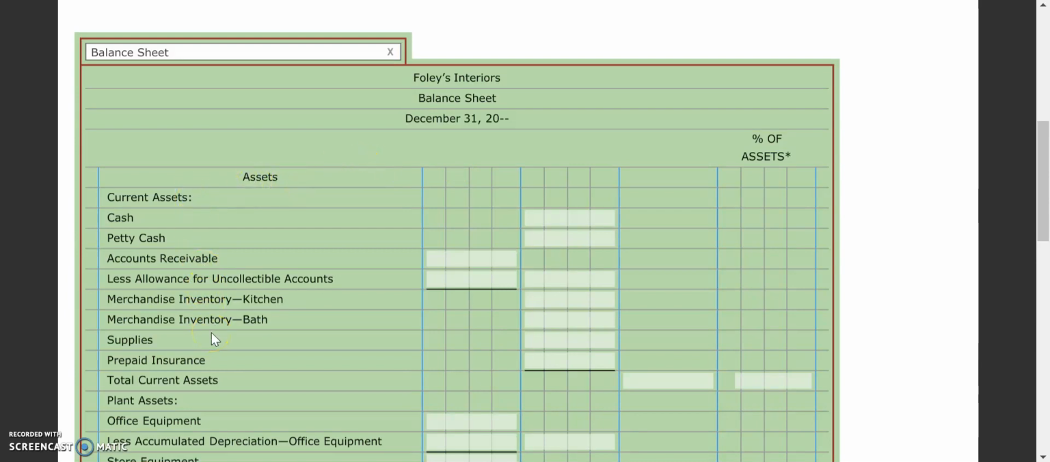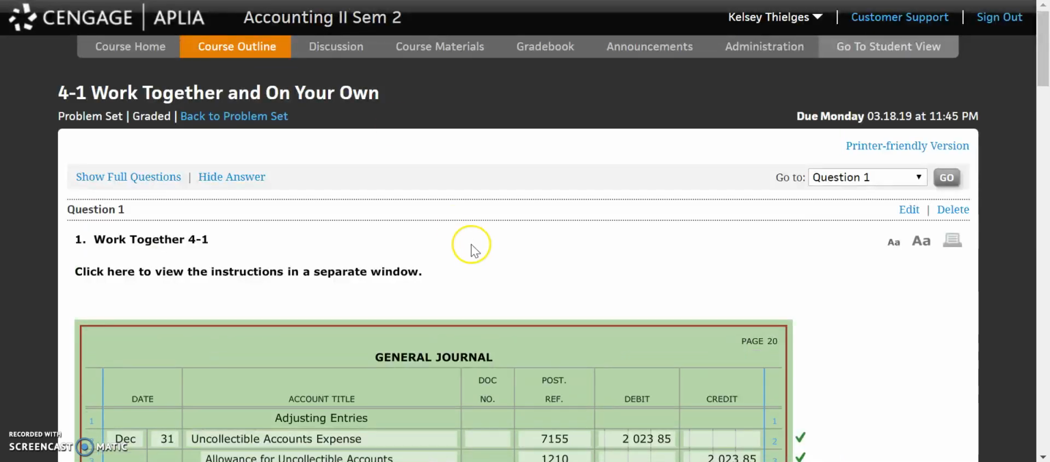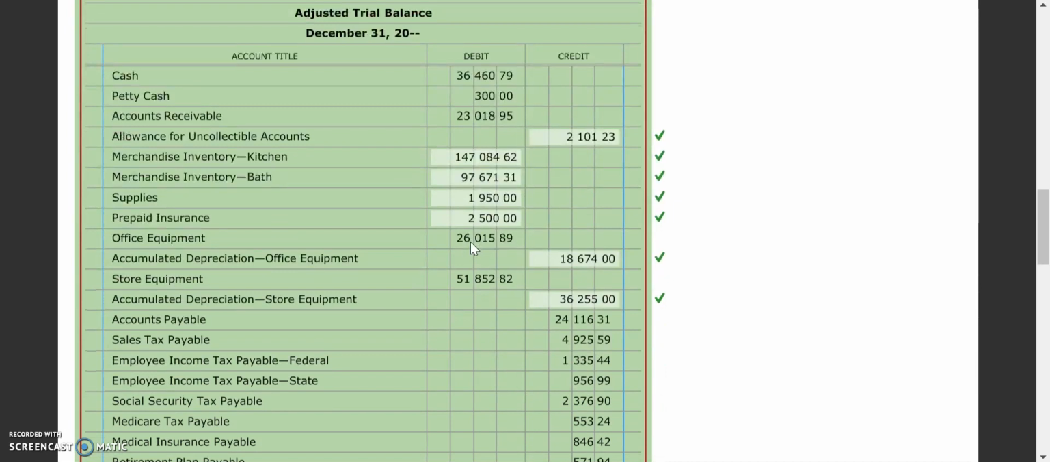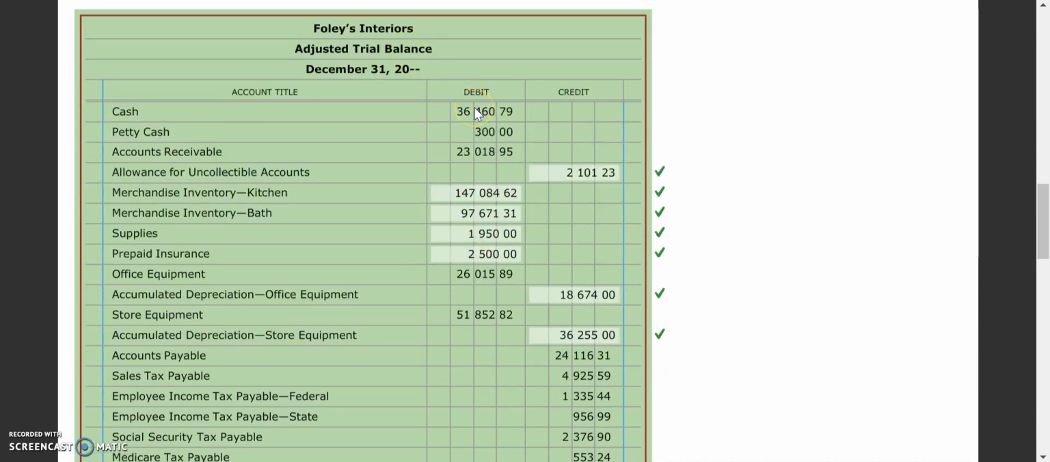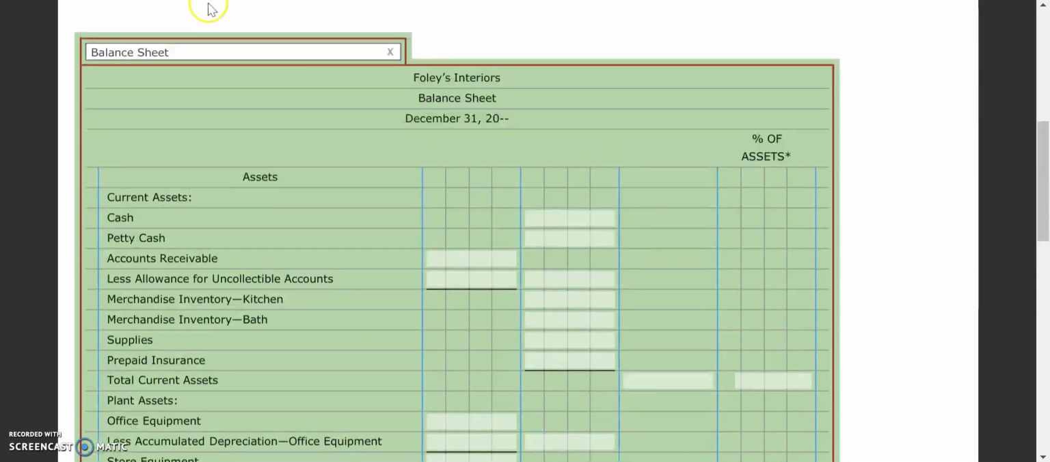Remember, current assets are everything that would be used up within a year. So we just head over to our adjusted trial balance and we grab our amounts for essentially all of our current assets. So these amounts right here. So when we start with cash, we had $36,460.79. Our petty cash amount was 300.